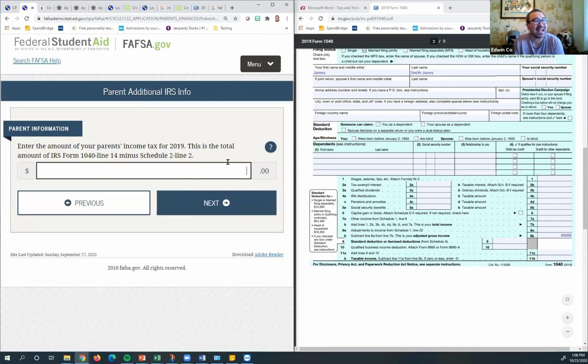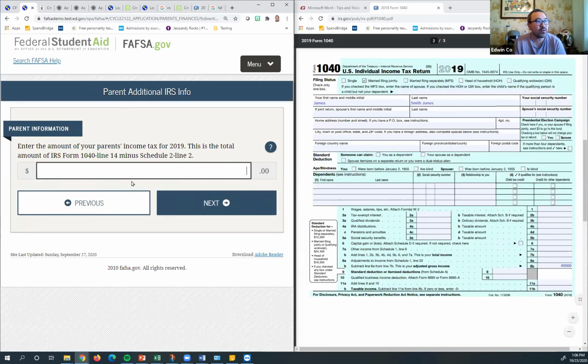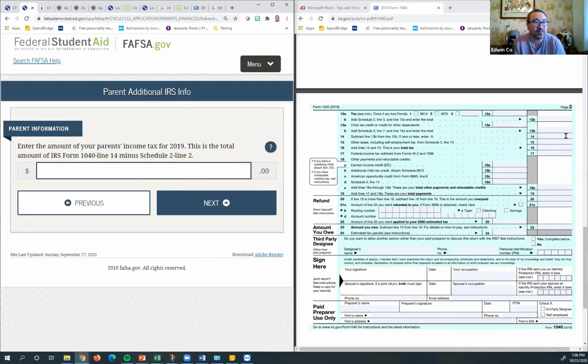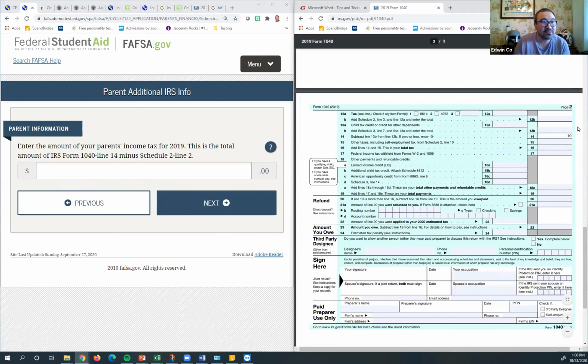This next question asks how much your parents paid in income taxes for 2019. So they're asking for line 14 minus Schedule 2. In my case, I don't have a Schedule 2, so I'm just going to look at line 14. I'm going to scroll down, looking for line 14. Line 14 is 0. So I'm going to put $0. Whatever number's there, if it's blank, that means it's 0.